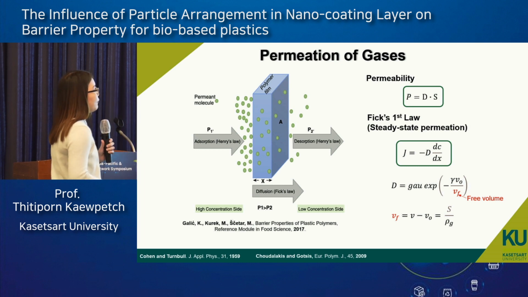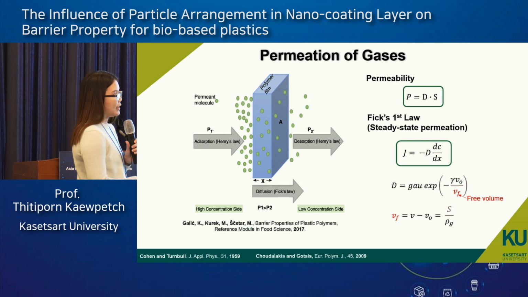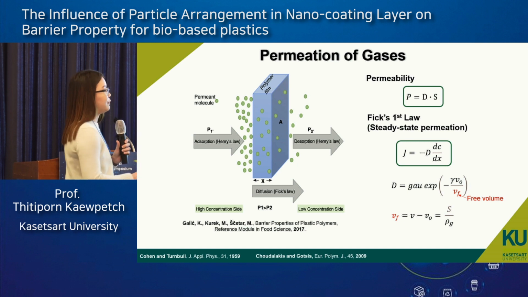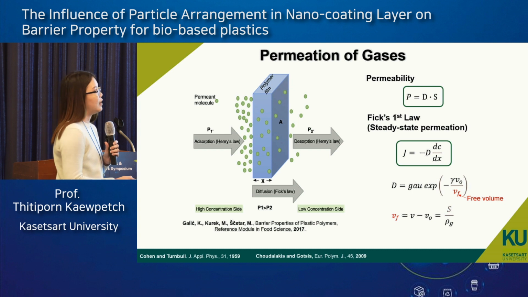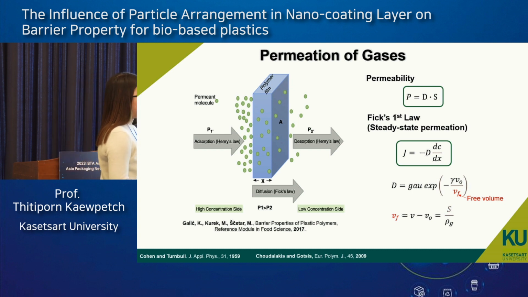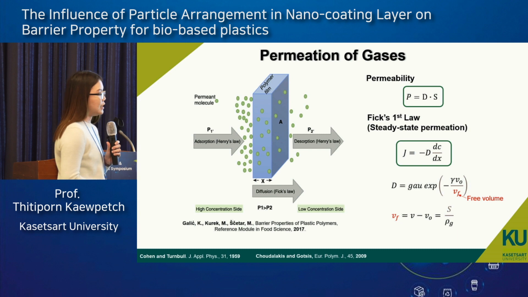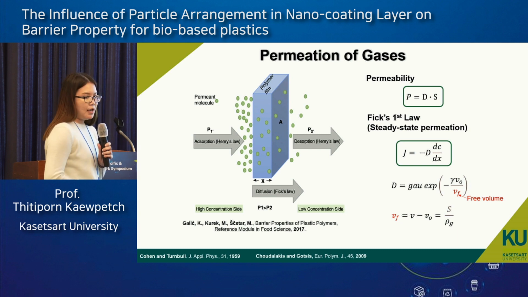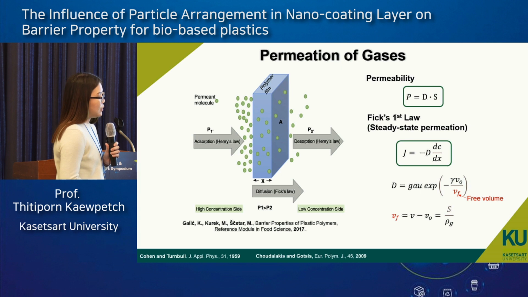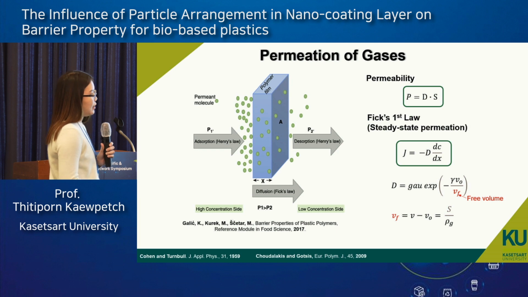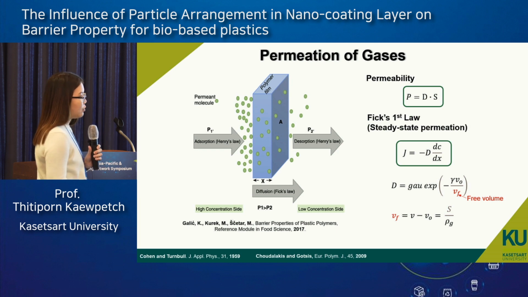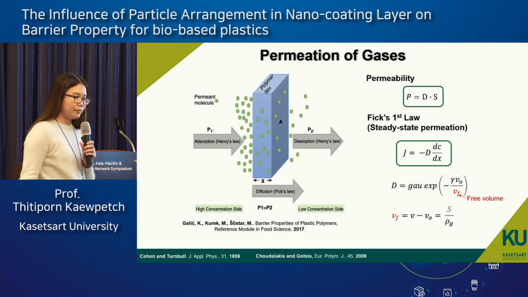From this, the permeability of the gas molecules is the product of the diffusivity and the solubility of the gas molecule. And diffusivity and solubility are proportional to the free volume of the matrix. As you can see in these equations, if the free volume of the matrix increases, it will increase the diffusivity and also the solubility. When diffusivity and solubility increase, the permeability of the gas molecule increases.